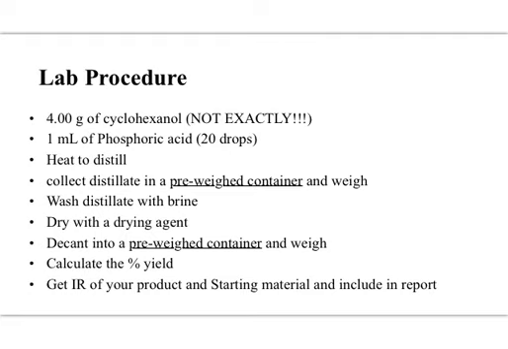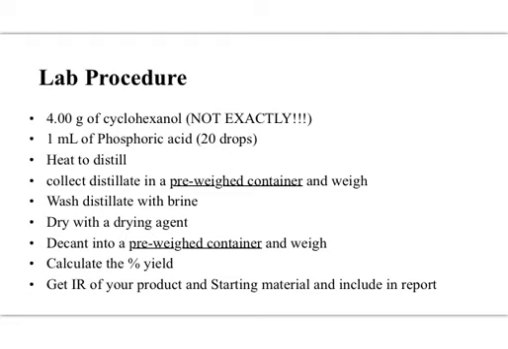So the first thing we're going to do is weigh out 4 grams of cyclohexanol. And please, this does not have to be exactly 4 grams of cyclohexanol. What I see is too many people spending too much time at the balance trying to get exactly 4.00. We just need to be close to 4. If it's 4.1, 3.9, it really doesn't matter. You're just going to keep on adding it until we get somewhere close to 4 grams.